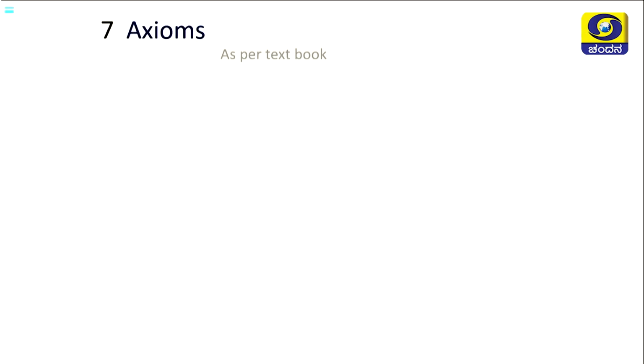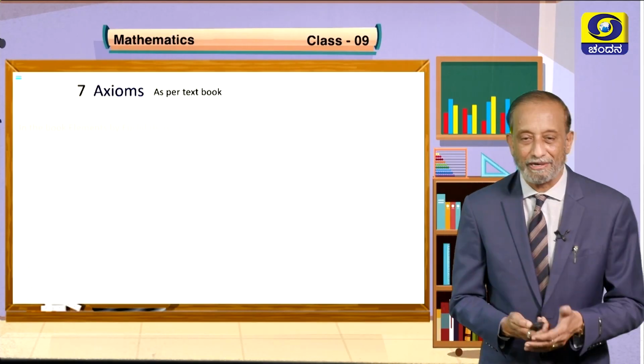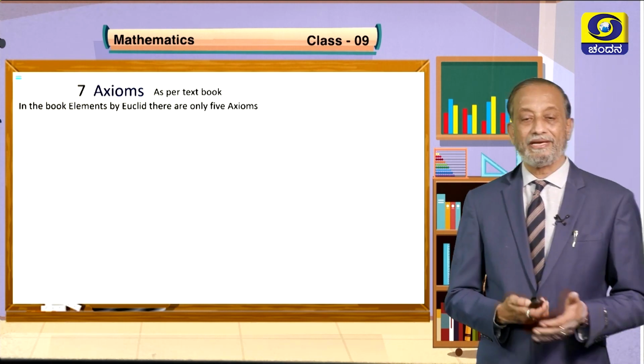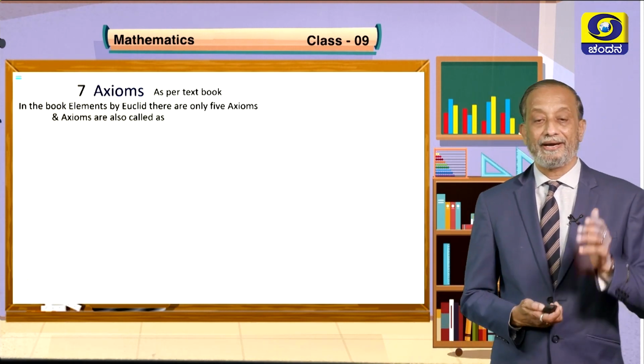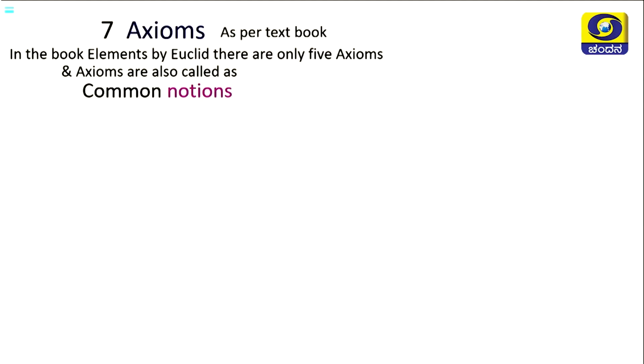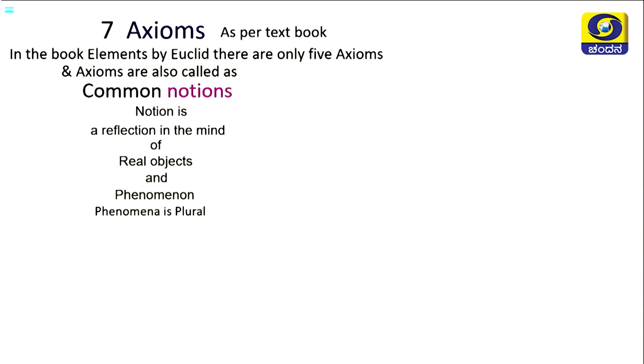Okay. So, there are 7 axioms as per our textbook. In the book Elements by Euclid, there are only 5 axioms, and axioms are called as common notion. This word notion is very, very important. So, notion means it is nothing but a reflection in the mind of the real object or the phenomenon. Phenomenon is the singular, phenomena is the plural form, which means event or ghatane.